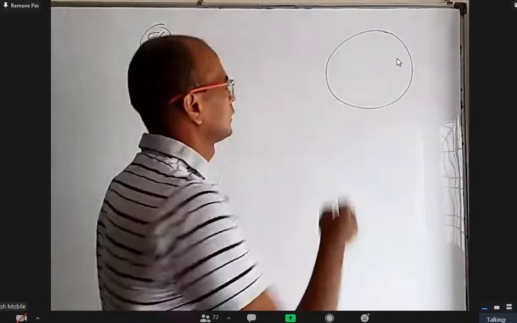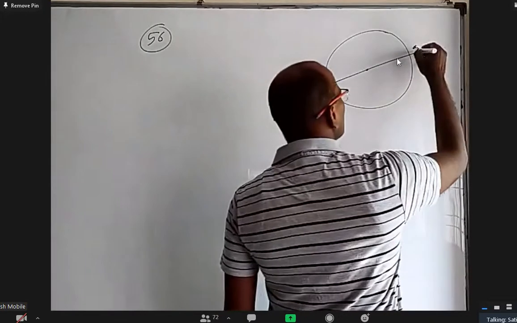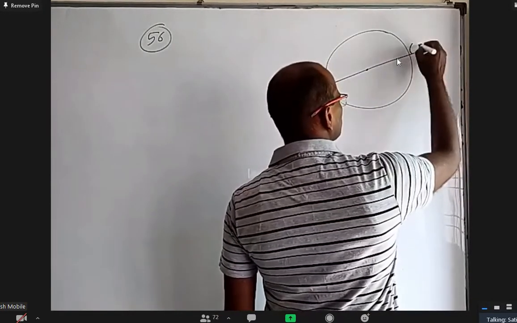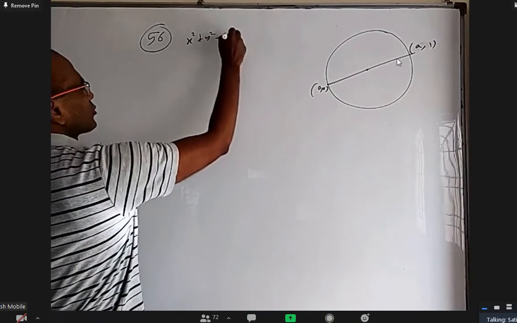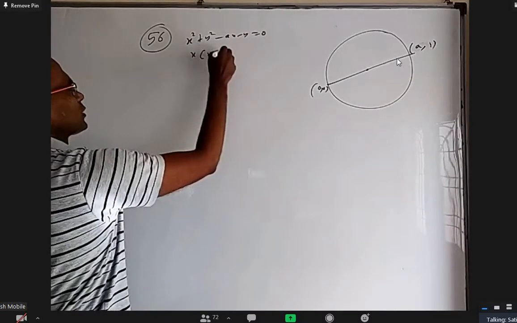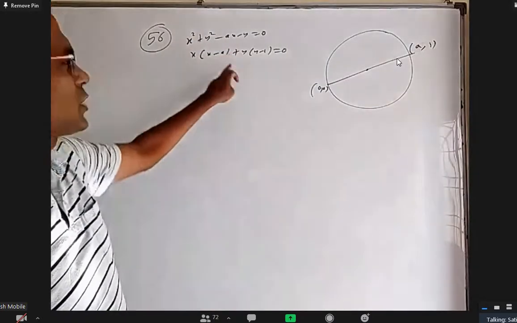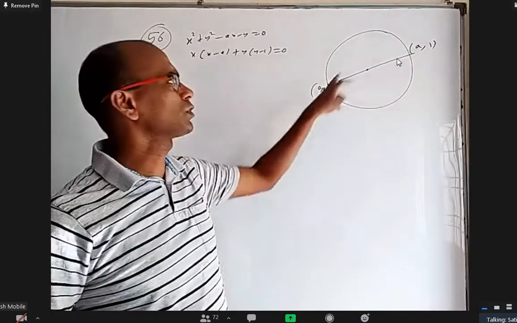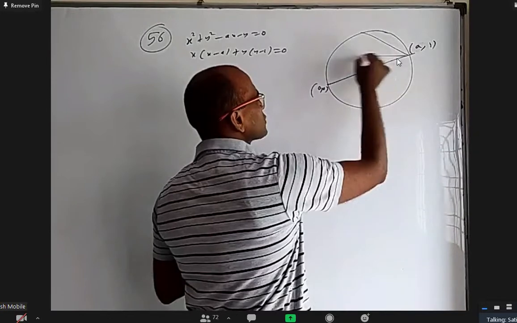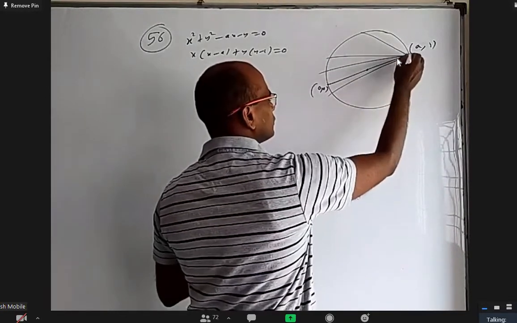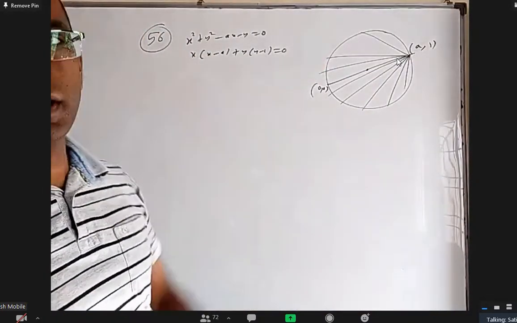The question is, there is a circle with (0, 0) and (a, 1) as ends of a diameter. That is x square plus y square minus ax minus y equal to 0, or x into (x minus a) plus y into (y minus 1) equal to 0. They gave one circle. From this we can identify the ends of the diameter, (0, 0) and (a, 1). Passing through (a, 1), there will be so many chords like this. There are a lot of chords passing through (a, 1).